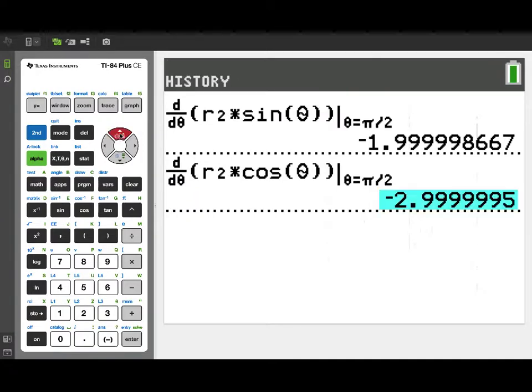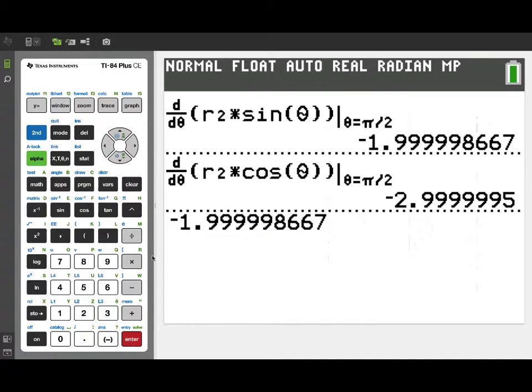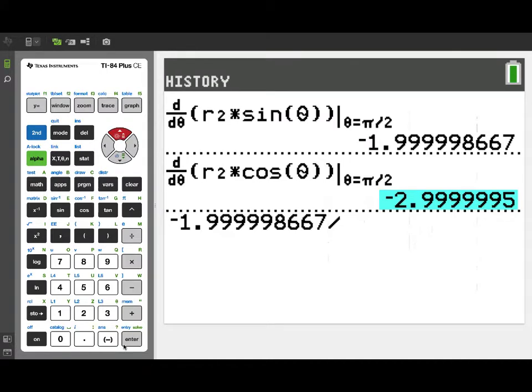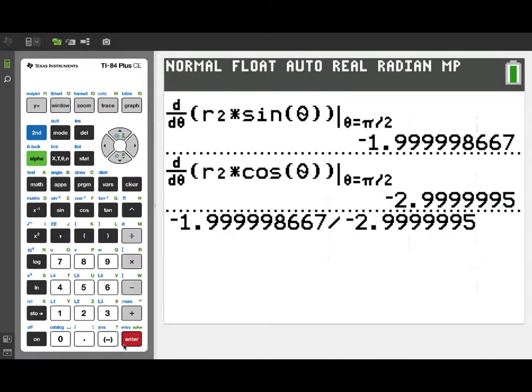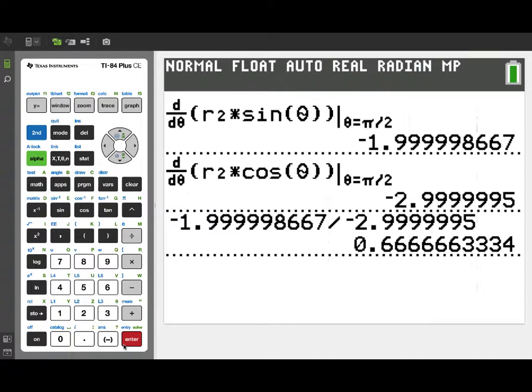And now that we have dy d theta and dx d theta both calculated, I'm going to calculate the ratio of dy d theta over dx d theta, and that will give us our value of dy dx. Now, we can tell that these are very close to integer values, and so we should come up with something like 2/3.